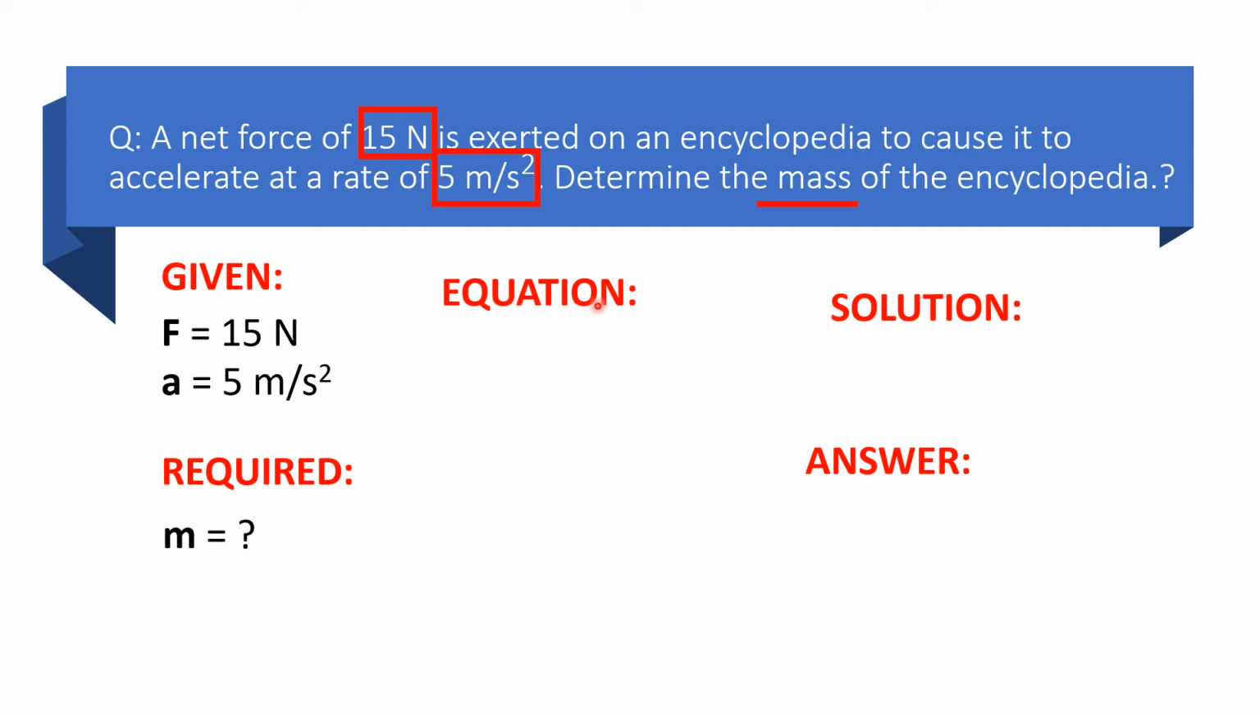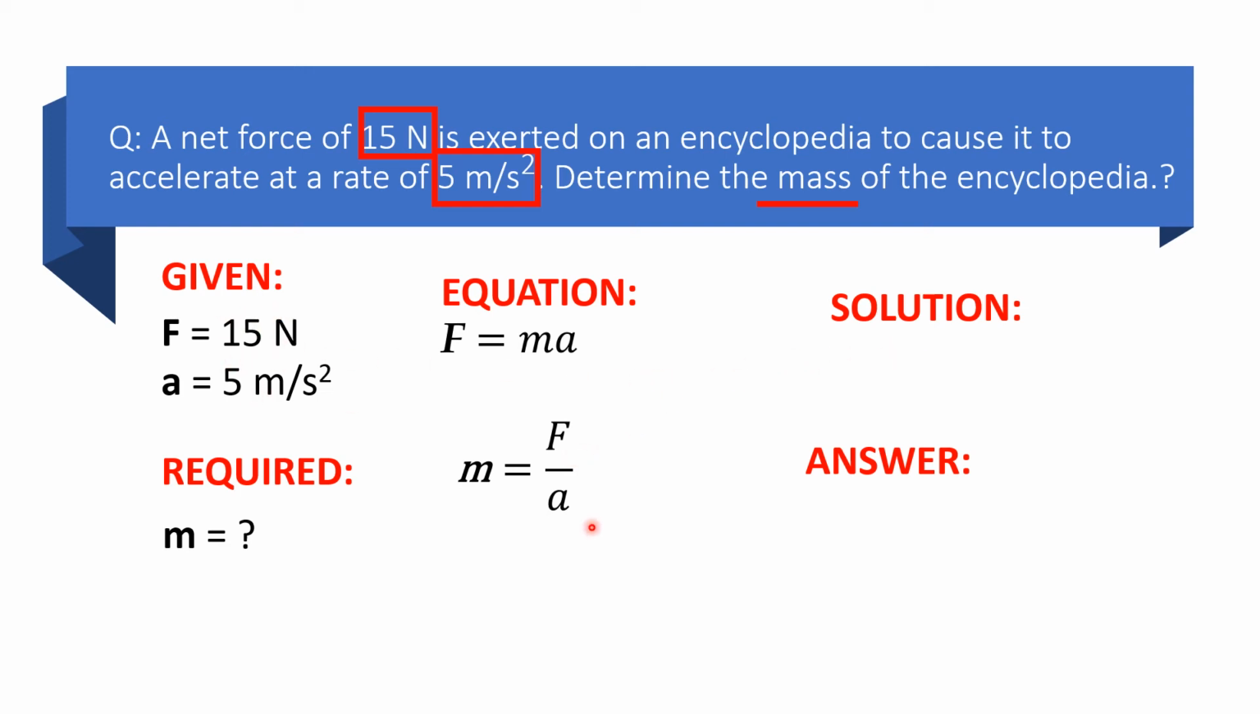So for equation, I already showed you what is the equation that we're going to use in this problem. So we have F is equal to ma. So that is second law. As you can see in the problem, we need to find the value of the mass. So we need to derive a formula from this equation. Deriving the formula by putting mass as the missing one, so the equation will be m is equal to F over a. Since we have the equation, we can now proceed to the solution.